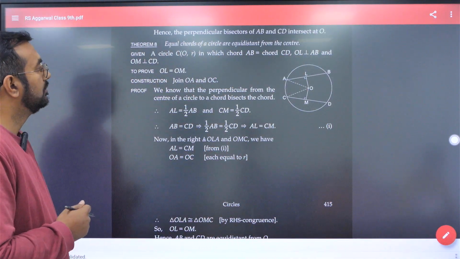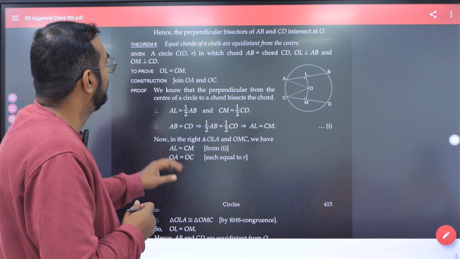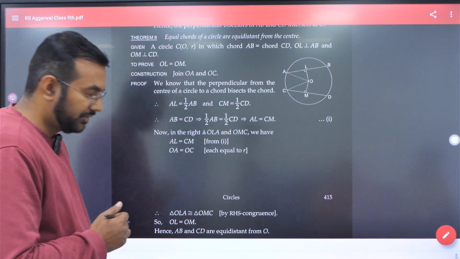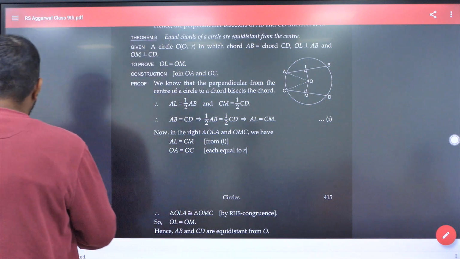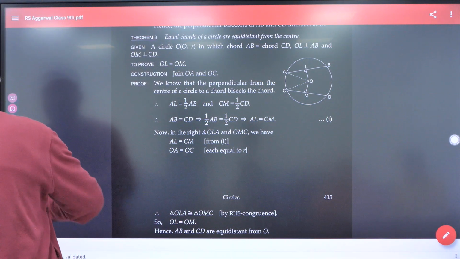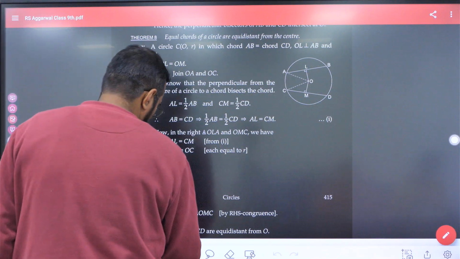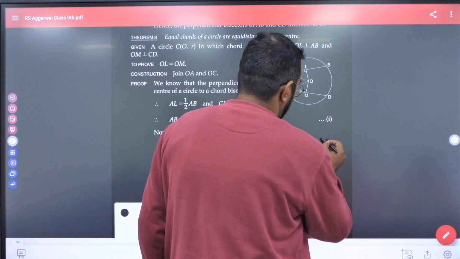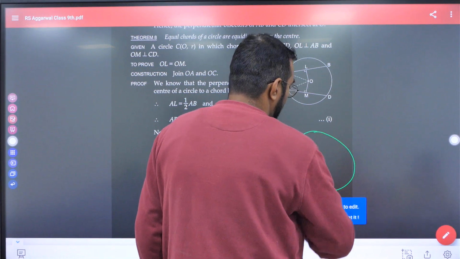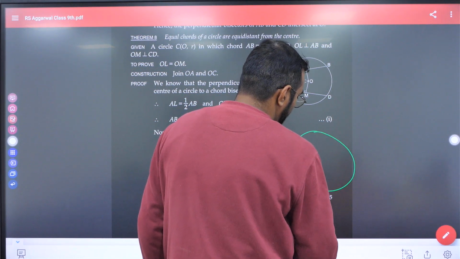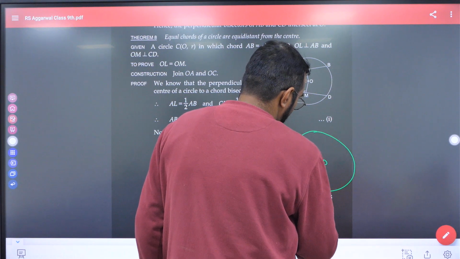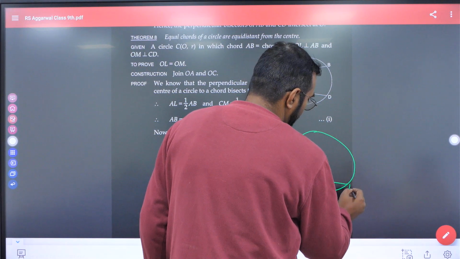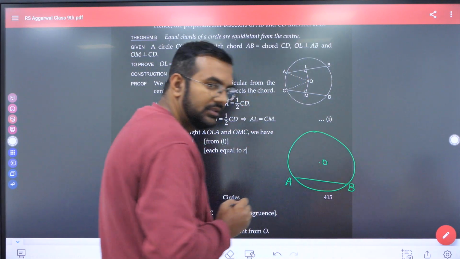Okay, beta. So today we will discuss theorem 8. Equal chords of a circle are equidistant from the center. What is the theorem saying? If the chords of a circle are equal, then they are equidistant from the center.